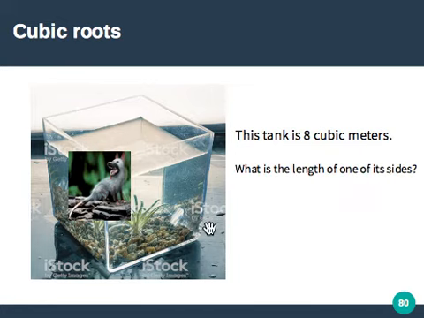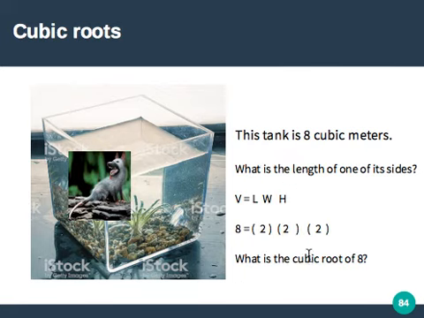Or the sides, I don't know. Okay. Let's remember the formula for a prism. It's going to be volume equals length times width times height. But of course, this is a cube, and a cube has all the sides the same. That means that we're looking for three numbers that when you multiply them, give you 8. So when you're asking what is the length of one of the sides of a cube, you're actually asking for what is the cubic root of 8.